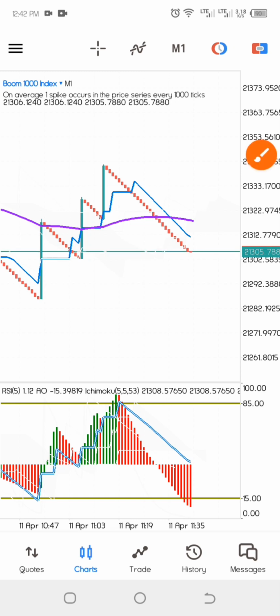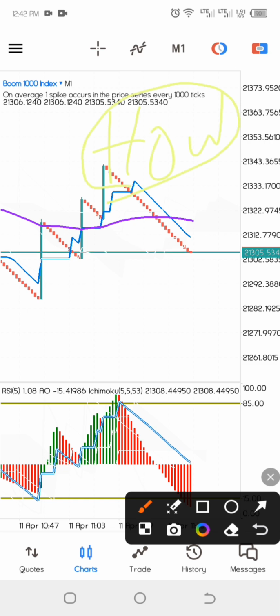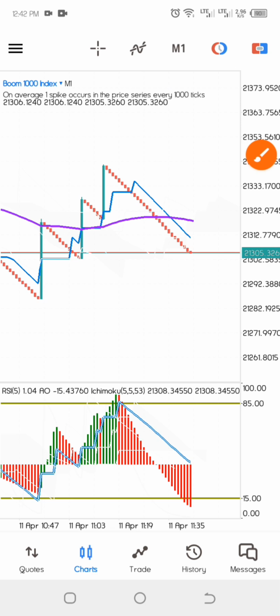Now the first thing we are going to be talking about is how you can use the strategy. I'm going to be discussing that with you guys, how to use the strategy. And I'm going to give you guys the settings of the strategy, which is the second thing I'm going to be talking about. We first deal with how to use the strategy before we dive into the settings of the strategy.